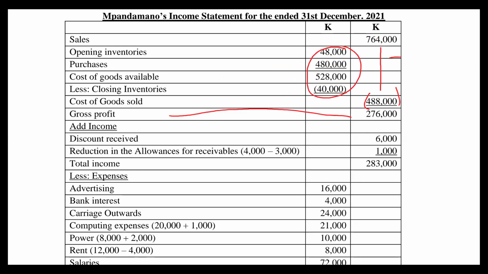Now, to the gross profit, you add the other incomes: discount received plus the reduction in the allowance for receivables that I told you, the 1,000. Here it is, it's an income. So that your total income can be what? 283,000. You're following, right? When you add the gross profit plus these other incomes, it will give you total income.